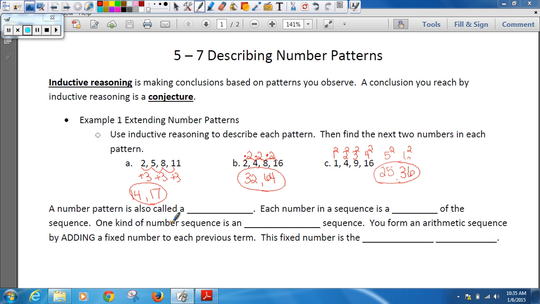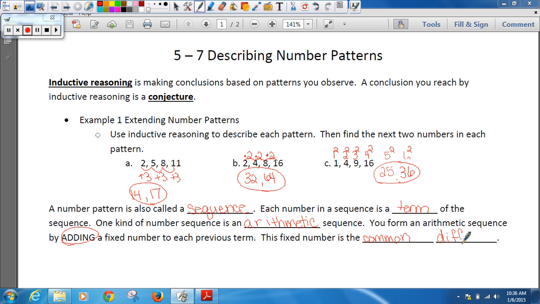A number pattern is also called a sequence. So this is just knowing some vocabulary here we're adding in. Each number in a sequence is called a term of the sequence. One kind of number sequence is called an arithmetic sequence. You form an arithmetic sequence by adding a fixed number to the previous term. The fixed number is called the common difference.